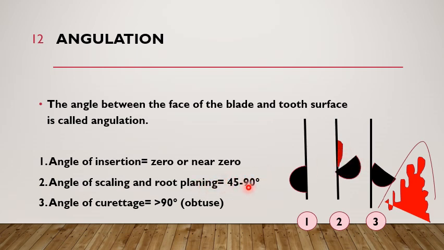root planing. If we see the angle of curettage, it should be obtuse so that there is not any harm to the tooth surface, and the cutting edge should engage the pocket lining. So you can very well appreciate in this diagram that the angle of the curettage, that is the angle between the face of the blade and tooth surface, should be an obtuse angle, that is more than 90 degree.